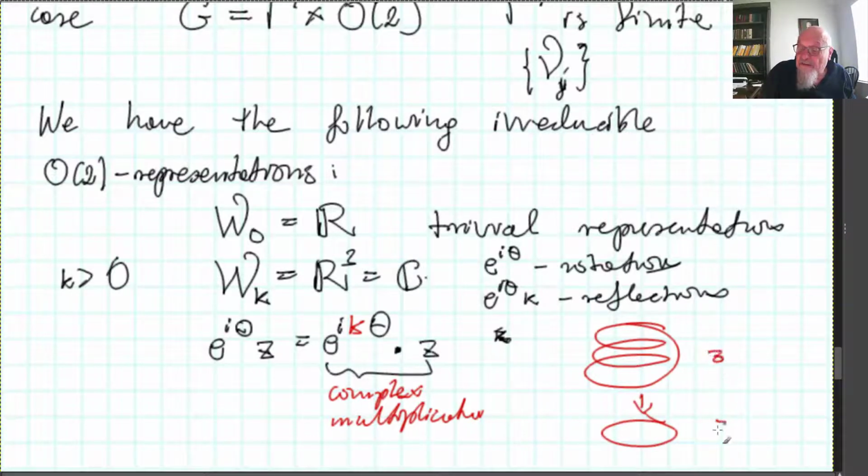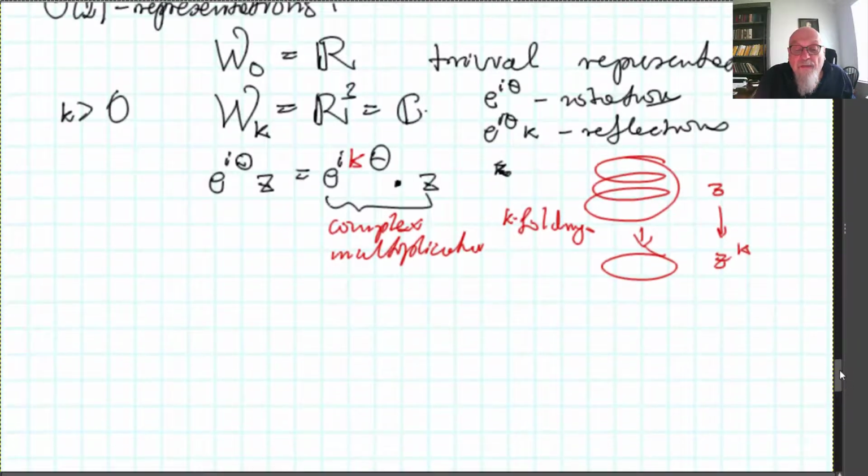So this is the map Z, and this is Z to the power K. So this is like a folding. So K folding. So that's this one. But that's not all.